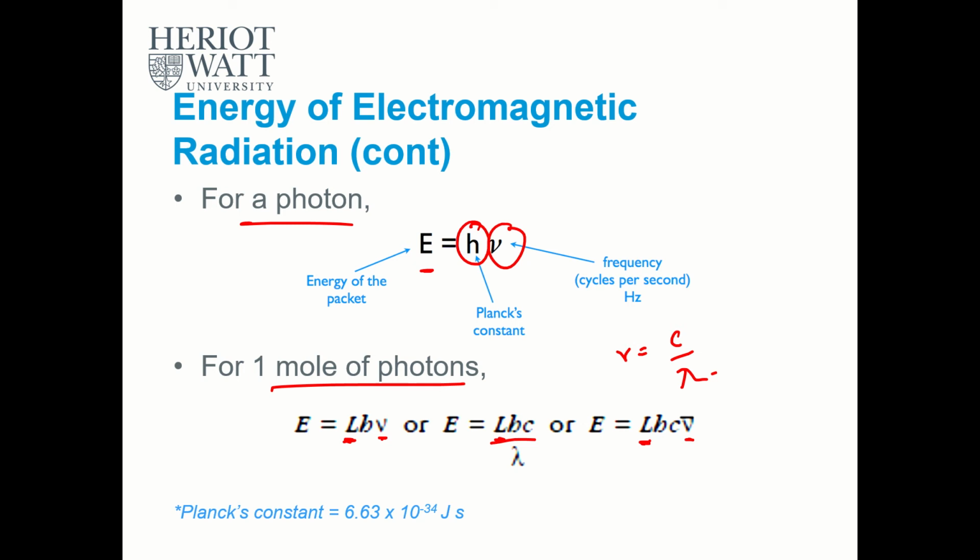Now this all depends on whether you are given the frequency, a wavelength, or even a wave number. So you can fit it into a different form of the equation. So that's how we calculate the energy for photons as well as 1 mole of photons.